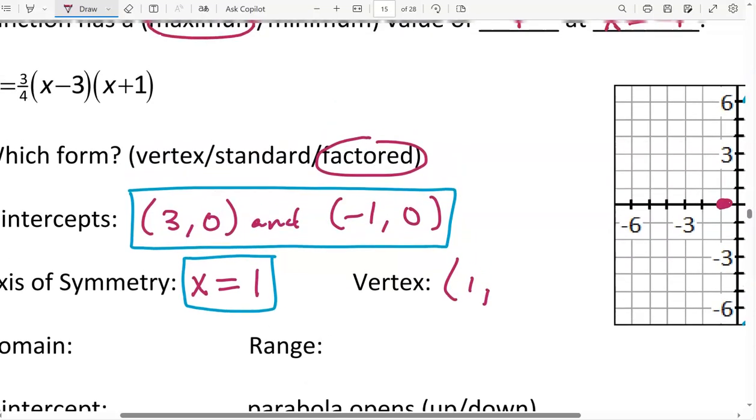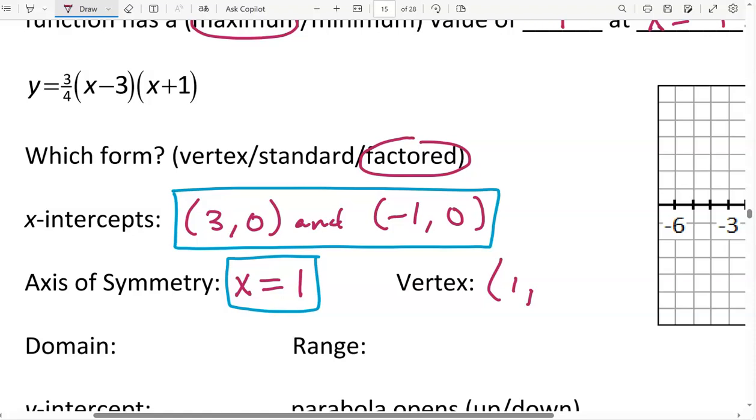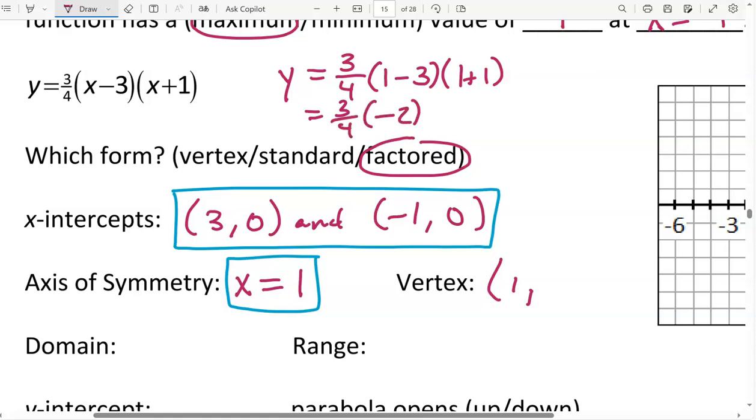What is the y value? We'll find out from the equation. So let's take the equation and let's replace the x value with 1. And that gives us 3/4 times negative 2 times 2.